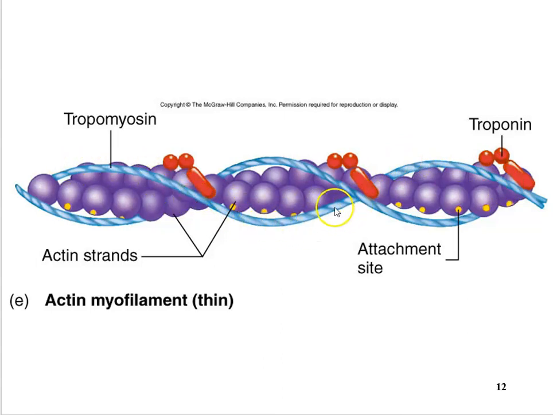So when troponin is bound to calcium and changes shape, that shape change moves tropomyosin. It moves it specifically so it uncovers these myosin binding or attachment sites. So this would be troponin when the muscle cell is not contracting and at rest. No calcium is present, the cell is not being stimulated, so it's not contracting.